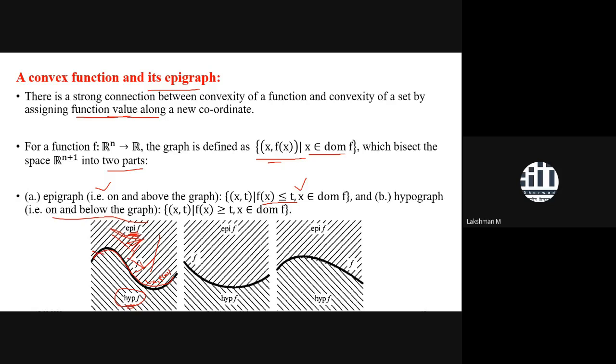If you draw a line segment between these 2 points from the epigraph, you clearly see that this much portion of the line segment going out of the epigraph is actually in the hypograph. So that's why this epigraph is not convex. It is not convex.